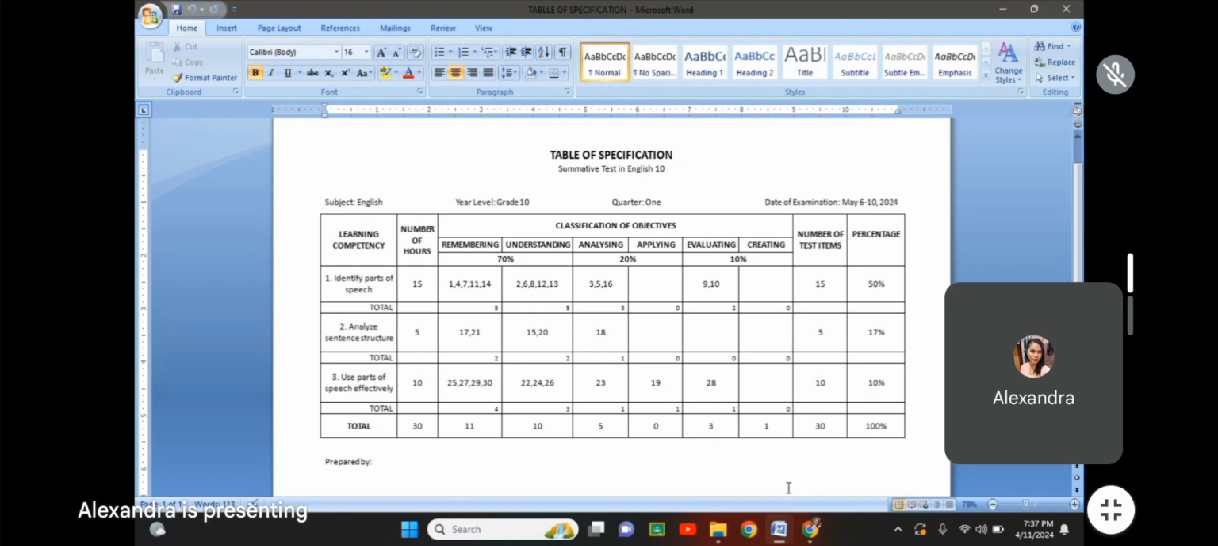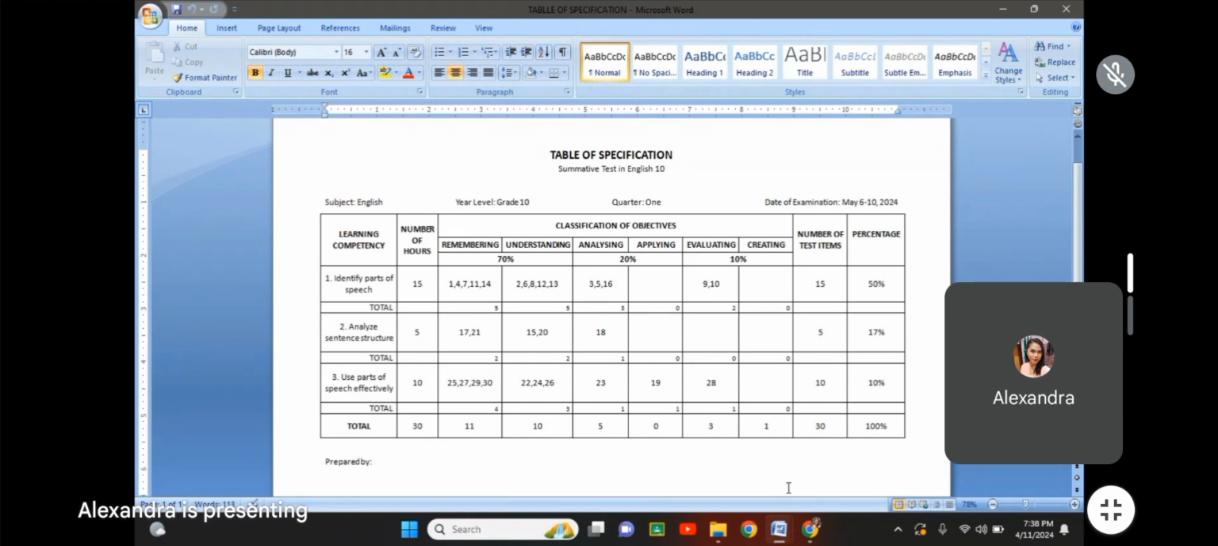The next part that we are going to do is to determine the placement of test items according to Bloom's taxonomy. We are going to do this step by step, starting with the easiest part. We have to follow the level of difficulty: first is the easy part, then the medium or middle part, and lastly the most difficult part.